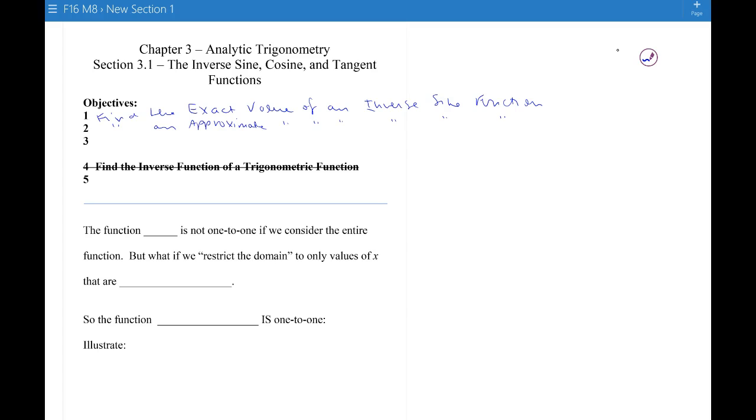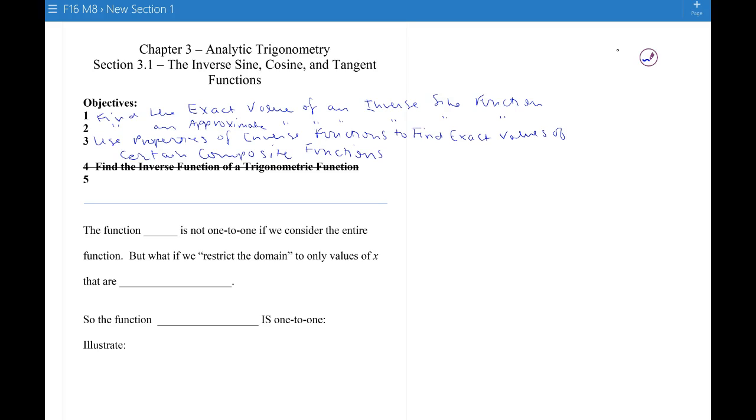The third is to use the properties of inverse functions to find exact values of certain composite functions. So remember, that's what you get when you compose two functions, is a composite function.